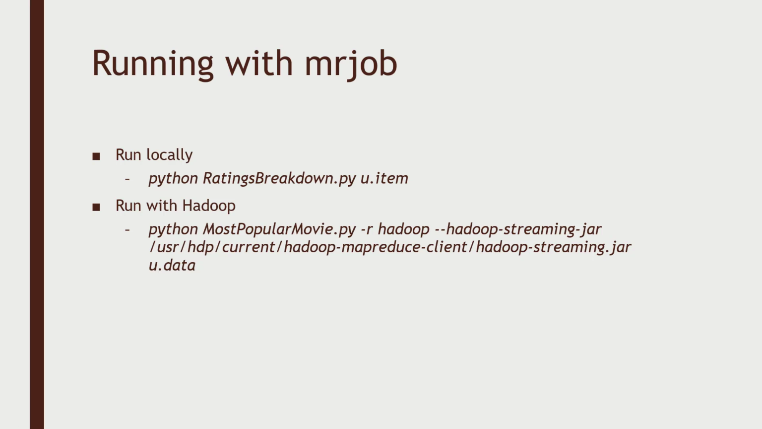So instead of actually developing on your Hadoop cluster and using Nano, you can actually develop on your desktop using a nice text editor or whatever development environment you're used to, Anaconda or Canopy or something like that. And to do that, you would just type in Python from the command line, and then the script file name, and then the input file, and that's it. And that will just run it locally.